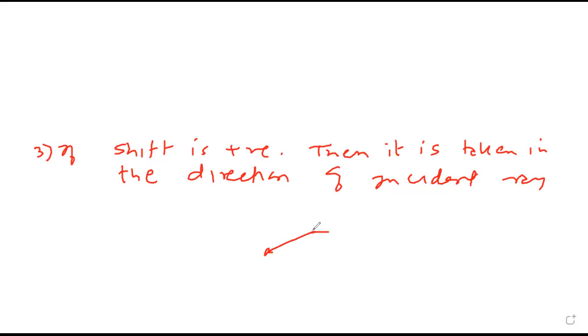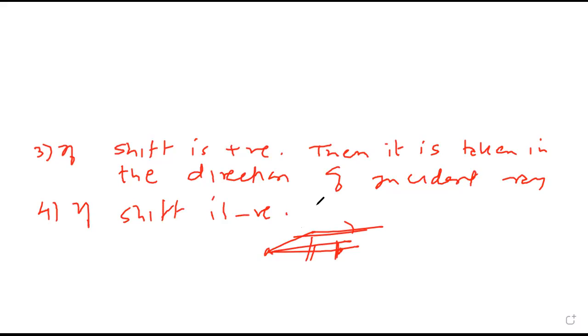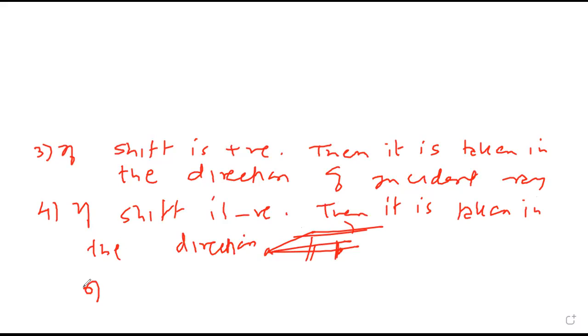That means this is the object, the light goes this way, so the image will come a little forward in the direction of incident ray, so the shift will be positive. If shift is negative, then it is taken in the direction opposite of incident ray. So if it is coming closer along the direction of incident ray, the answer will be positive. Moving away, it will be negative. That means moving away from the eye, opposite to the incident ray.